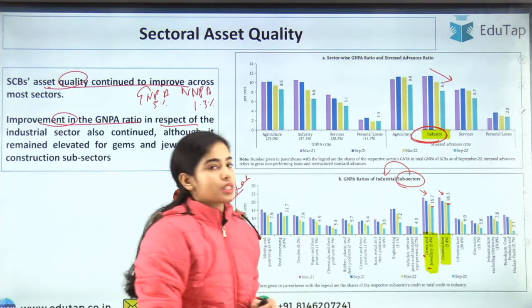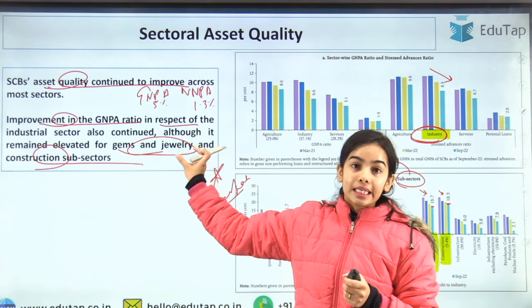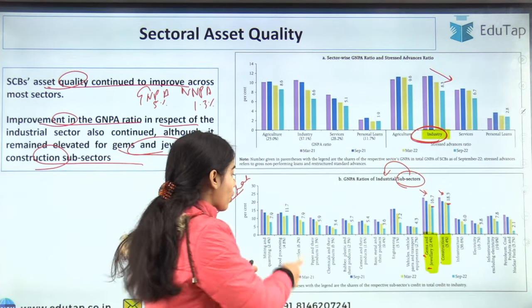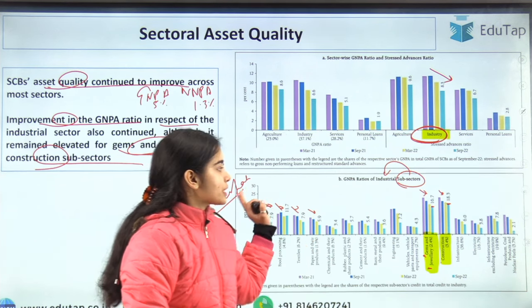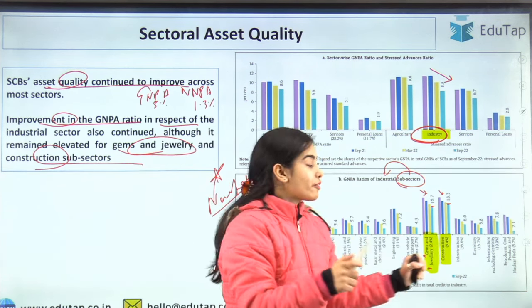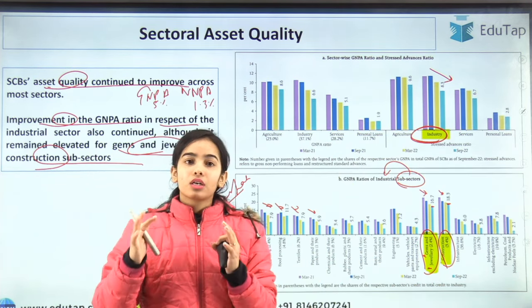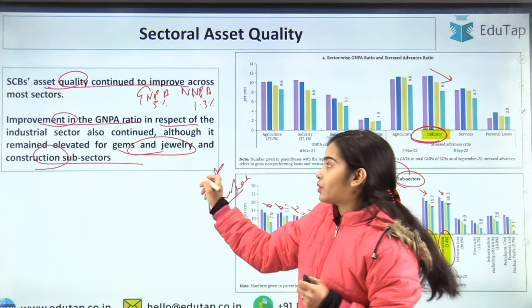So here the question can come: from the industry sector, which of the subsectors have the elevated GNPA? You have to remember that the gems and jewelry and the construction subsectors are the ones under the industry sector that have the elevated level of GNPA, though in all segments the GNPA is decreasing. Other than food processing, what you have to remember is that gems and jewelry and construction have the elevated levels of GNPA. That's all that was given in the newspaper that you have to remember.